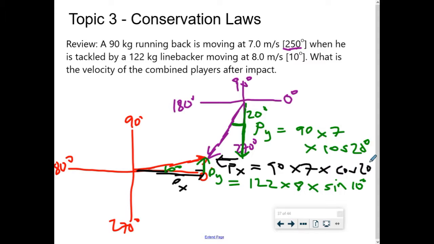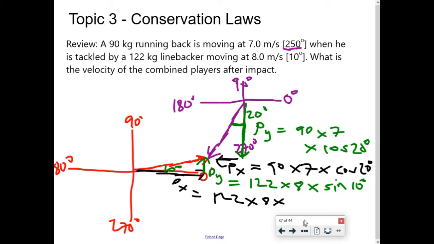Oh, there's so much lag on my board right now. And then this one down here, if I'm looking for this side right here, what was the linebacker again? It was 122. Sorry that my 2's suck. 122 by 8 by, this will now be the cosine of 10.